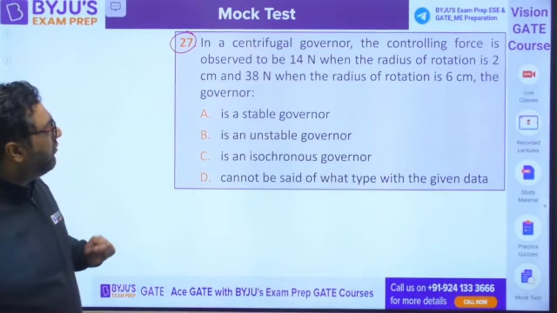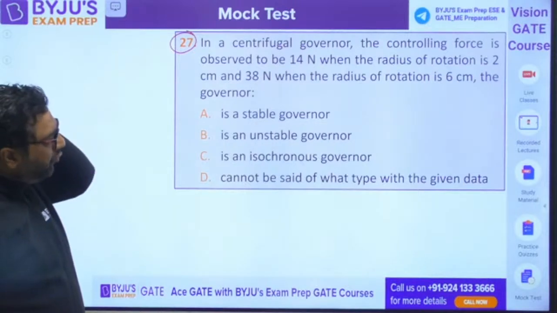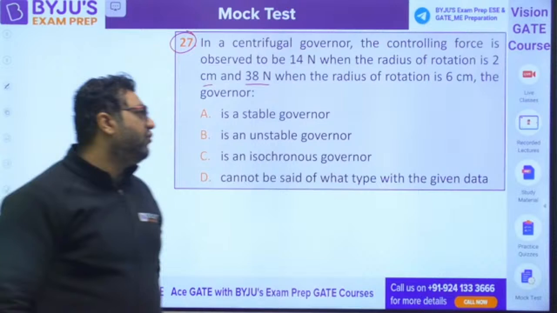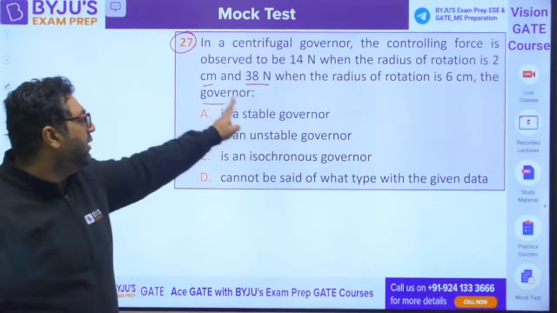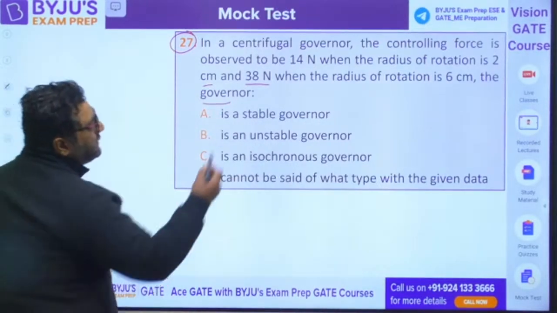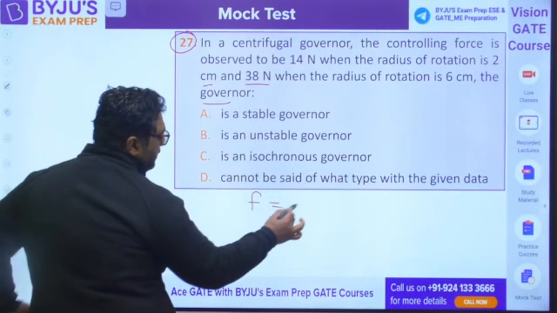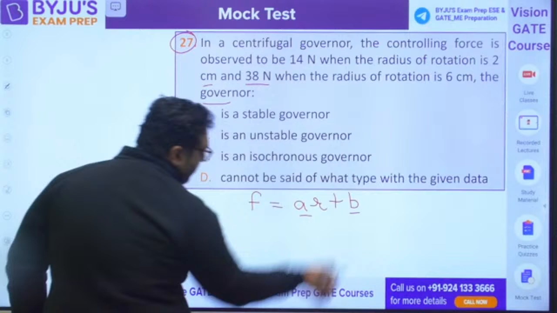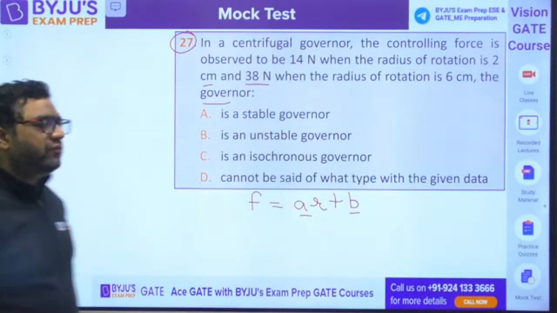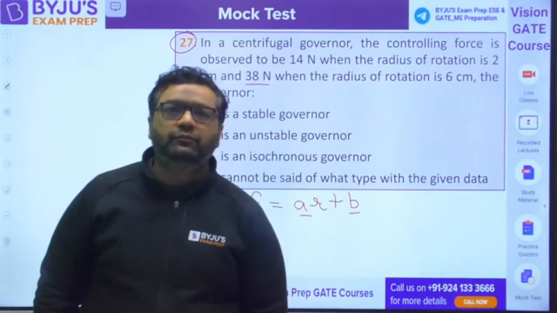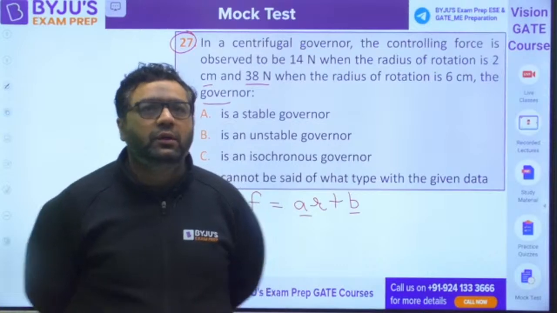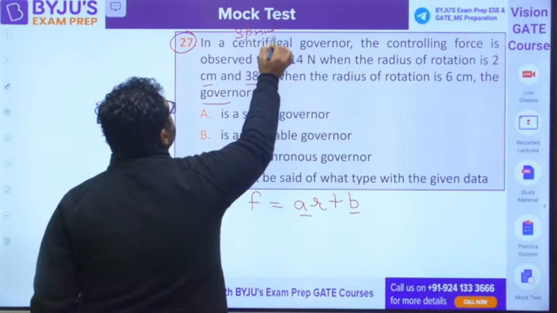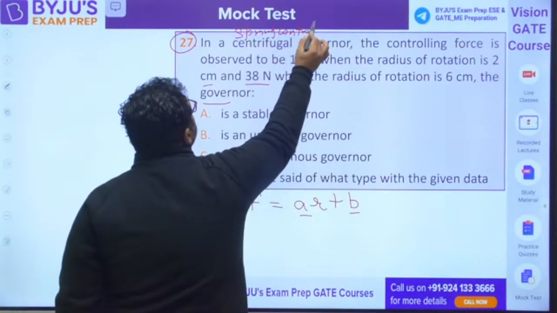In a centrifugal governor, the controlling force is observed to be 14 Newton when the radius of rotation is 2 centimeter and 38 Newton when the radius of rotation is 6 centimeter. The governor is. So you can see they are saying F equals aR plus b. Find out the values of a and b, and then you will be able to say which type of governor it is. I would like to say this is a spring controlled centrifugal governor.